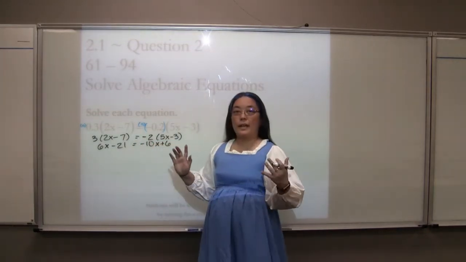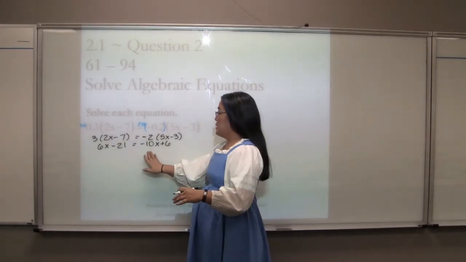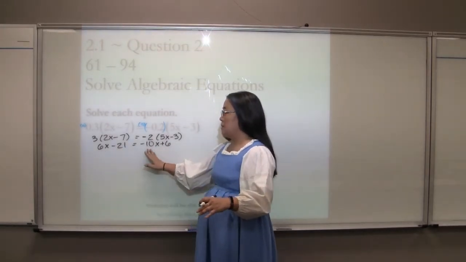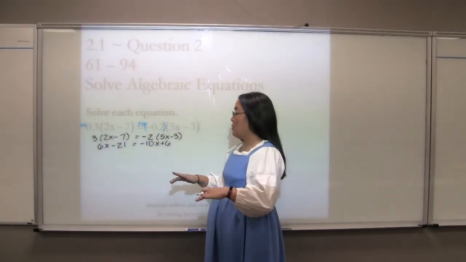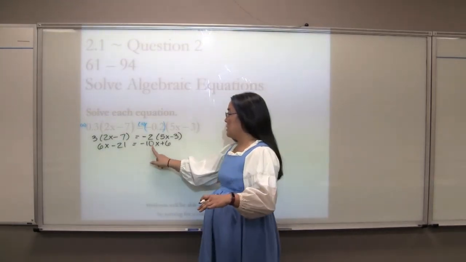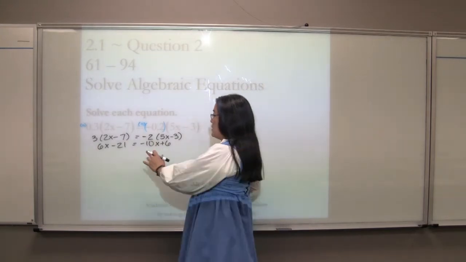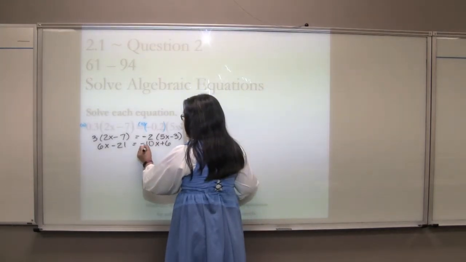Now, we'd like to get the x's isolated. So I have x's on the left and x's on the right. In order to make sure that the x's are positive, we'd really like to use the smaller of them. So positive 6 is larger than a negative 10x. So we want to move the negative 10x over.